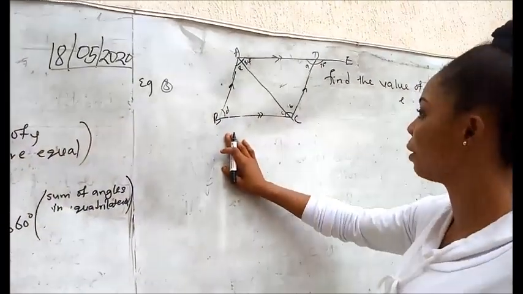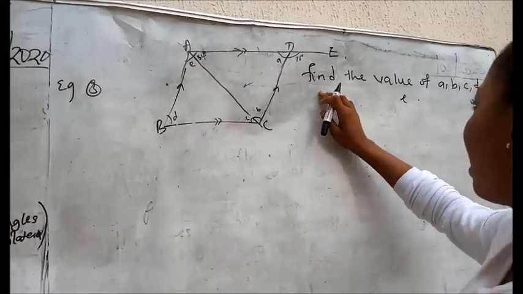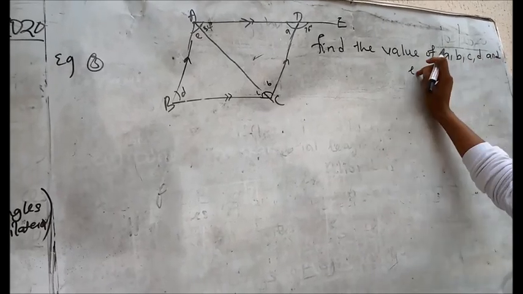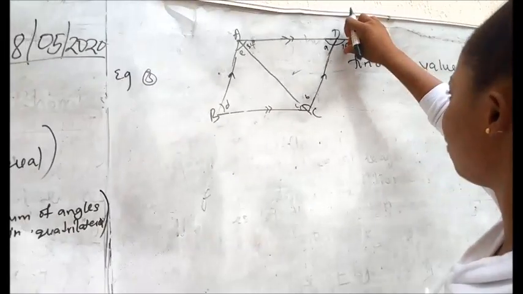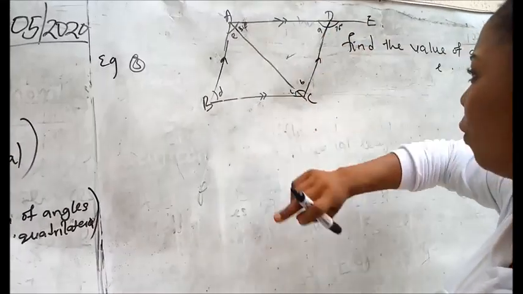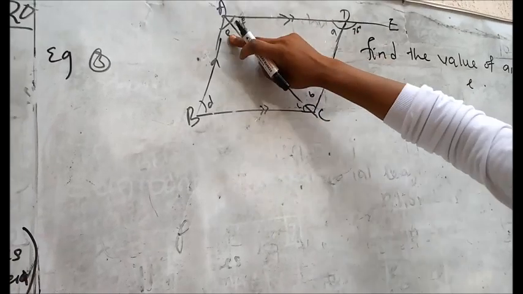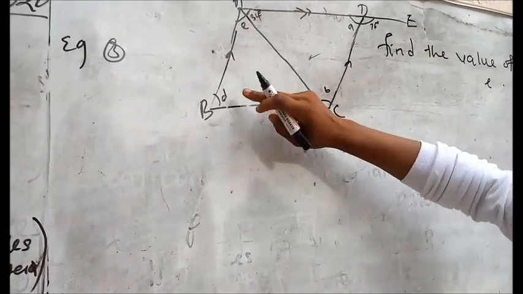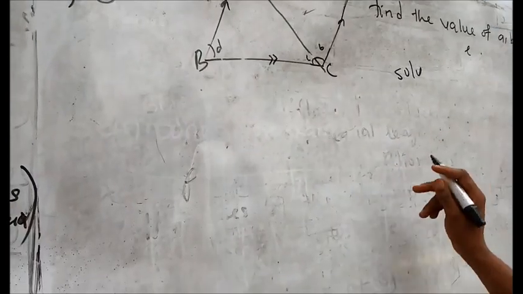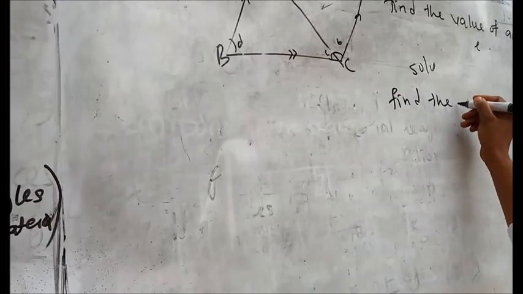Example 2. This is a parallelogram. We are asked to find the value of A, B, C, D, and E. We are given this value here to be 76 degrees and here to be 34. So the values we are asked to find are the angle here, this one, the angle here, and also here. Solution: we'll first of all find the angle A.